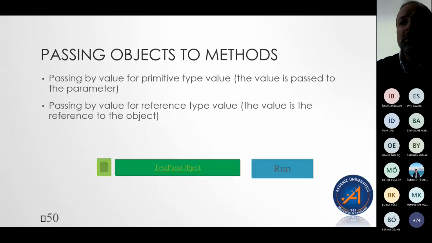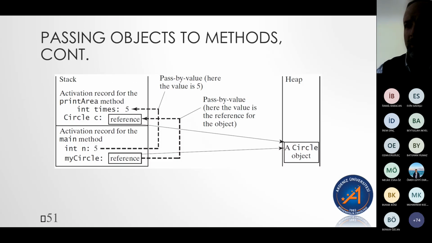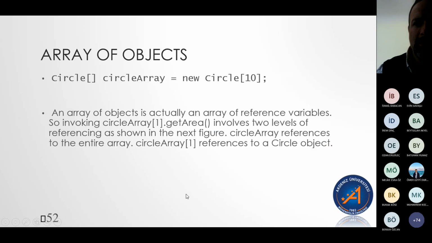Just like we were able to pass arrays to methods, the same thing is true here. We can pass a reference for a circle to a method. Here we pass this by value using an integer primitive type. Using a reference to an object, we can pass the reference to that object. So it works just like arrays in that one.